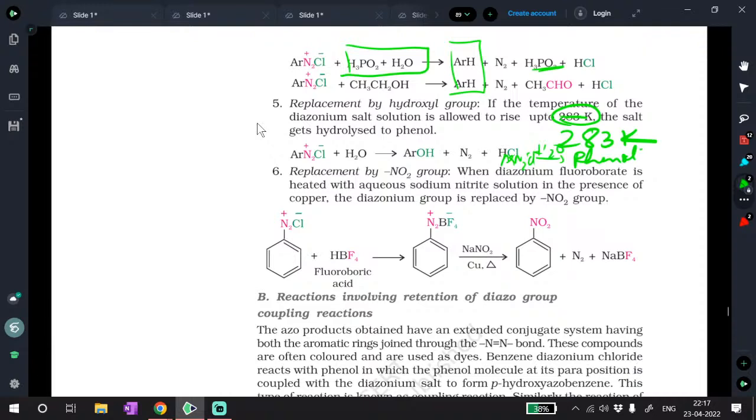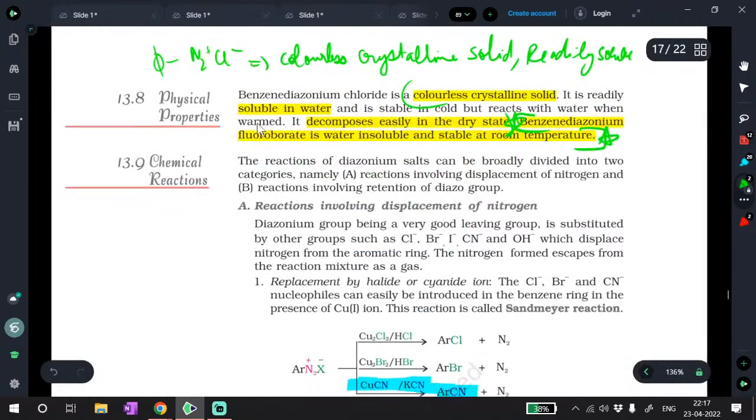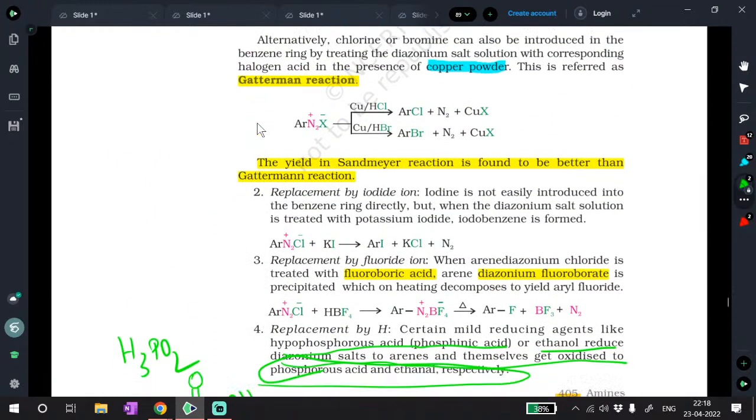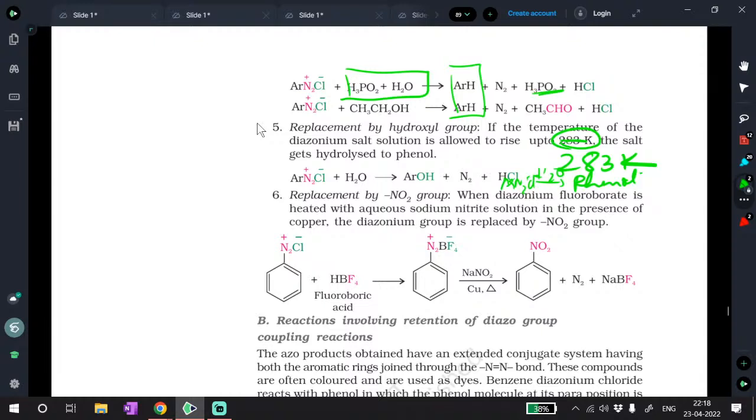You have already seen this. HBF4, NaNO2, copper, heat. ArNO2 from ArN2BF4 minus, NaBF4.